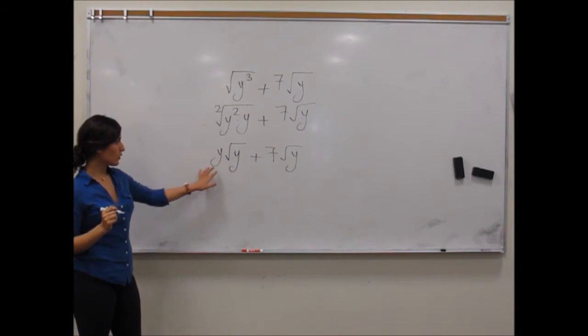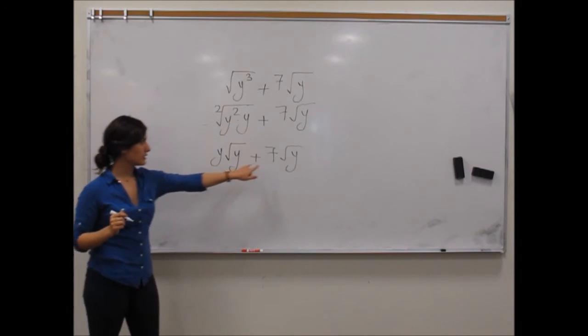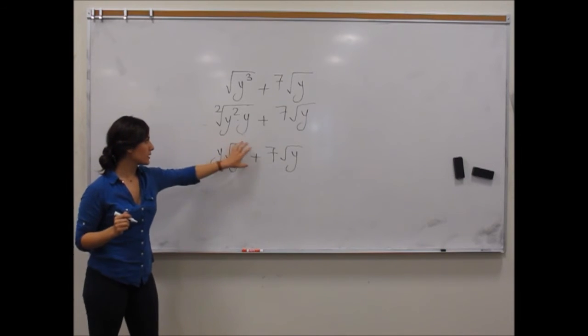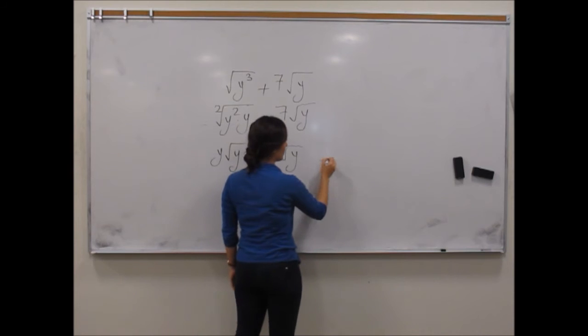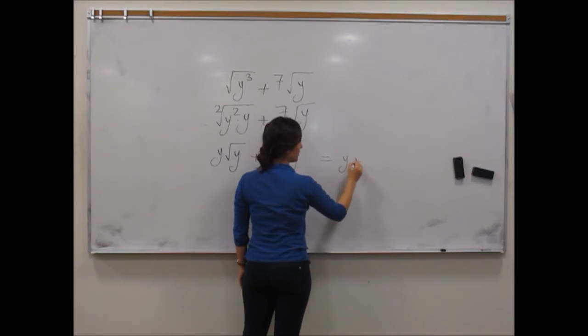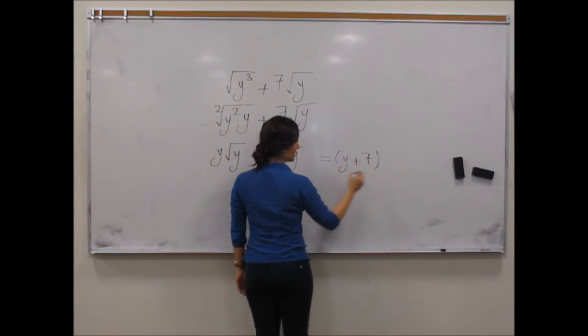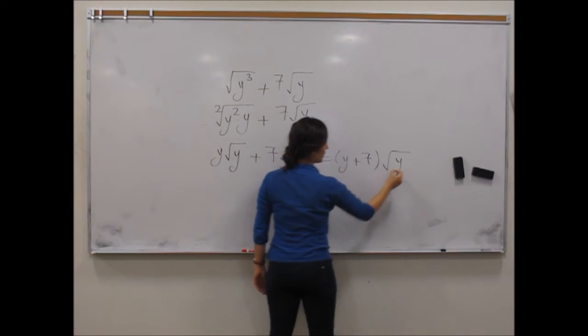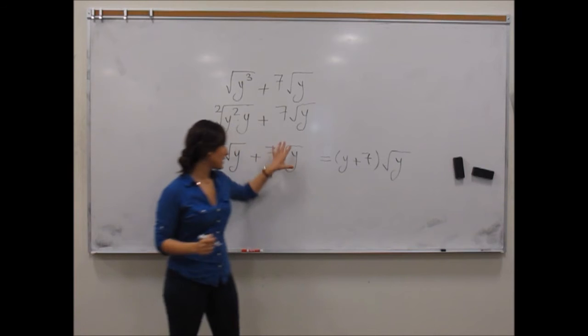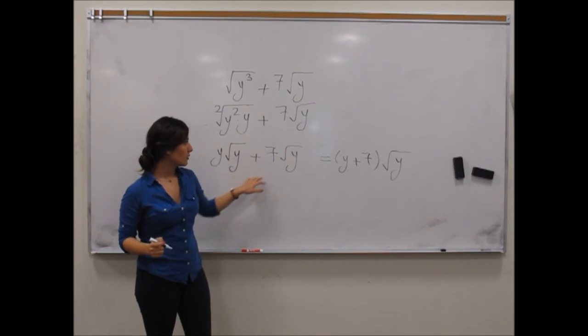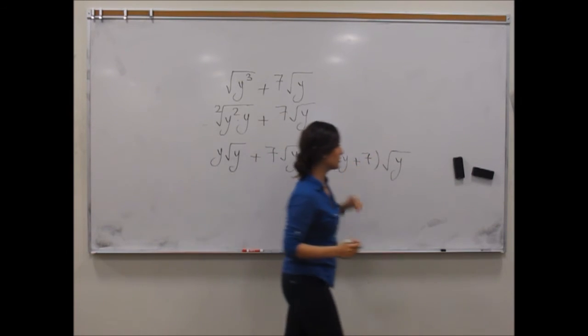As you can see, the coefficients here are y and 7. So y of something plus 7 of something. So we can just add the coefficients. So we get y plus 7 times rad y. Or you can just think of it as factoring. If you factor out rad y, these two would come out. So y plus 7 times rad y.